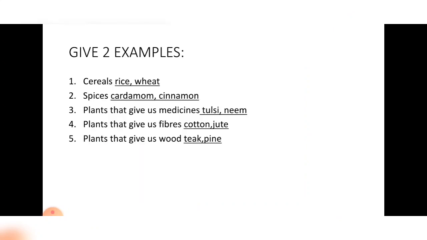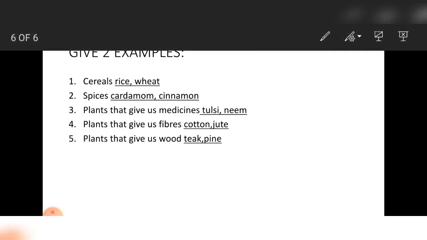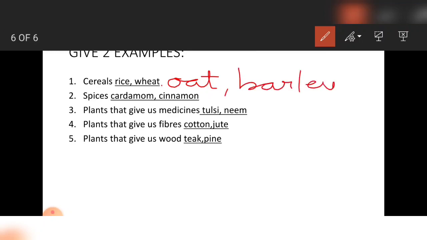Now, in exams you will be told to give two examples of each. Here I have given you two examples. You can add one more also. Okay. Here cereals are given. So you have to write two examples of cereals. Here I have written rice and wheat, whereas you can write oat, barley. You can write here.